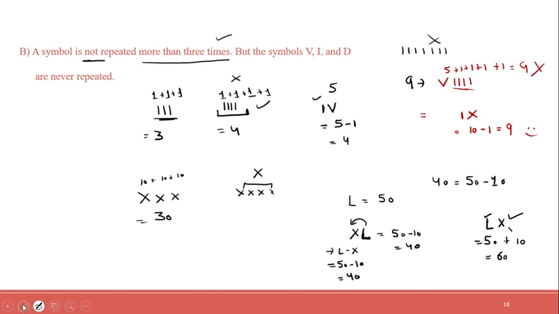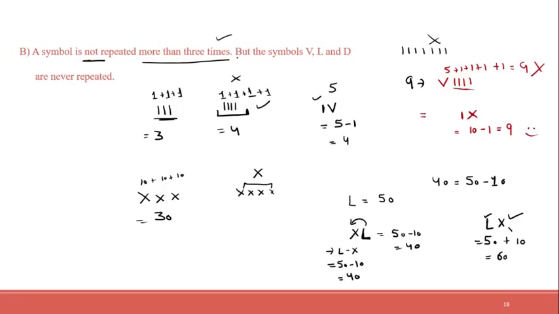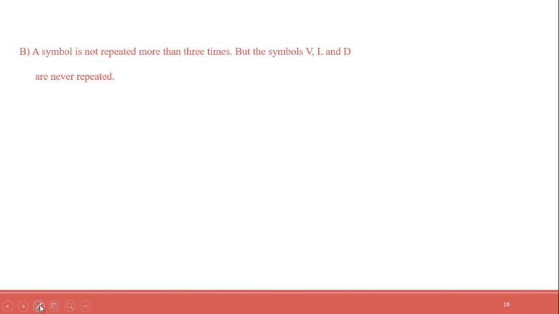What does the next rule say? Before coming to this rule, let me tell you the meaning of this part. But the symbols V, L and D are never repeated. First of all, V stands for 5, right? Then L, I hope you have learned these values by now. So L is for 50, right? And then D is for 500. Am I right? I hope I am right.